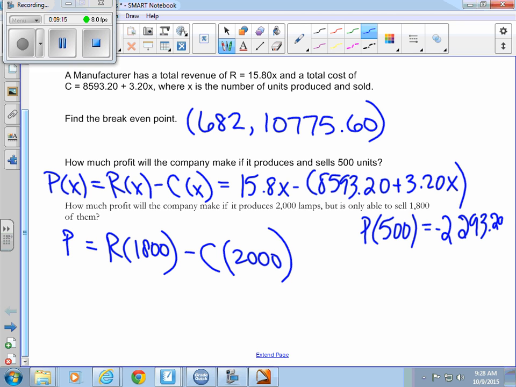You get 13,446. So, am I still making money even though I'm not selling all my lamps? Because I produced enough to be profitable. Does everyone see that? You think this is realistic in a real company? Yeah, it costs so much to run your building, so it's going to take a while before you become profitable.